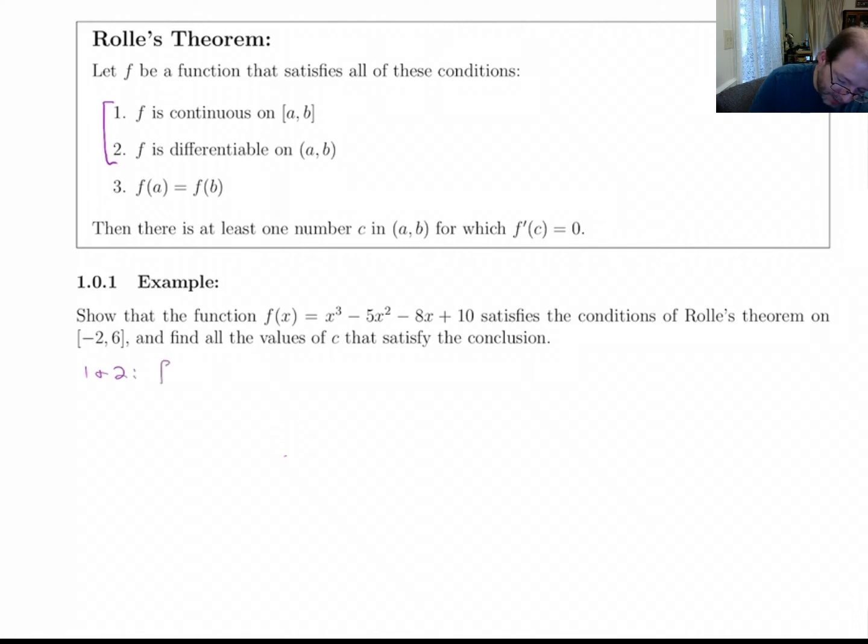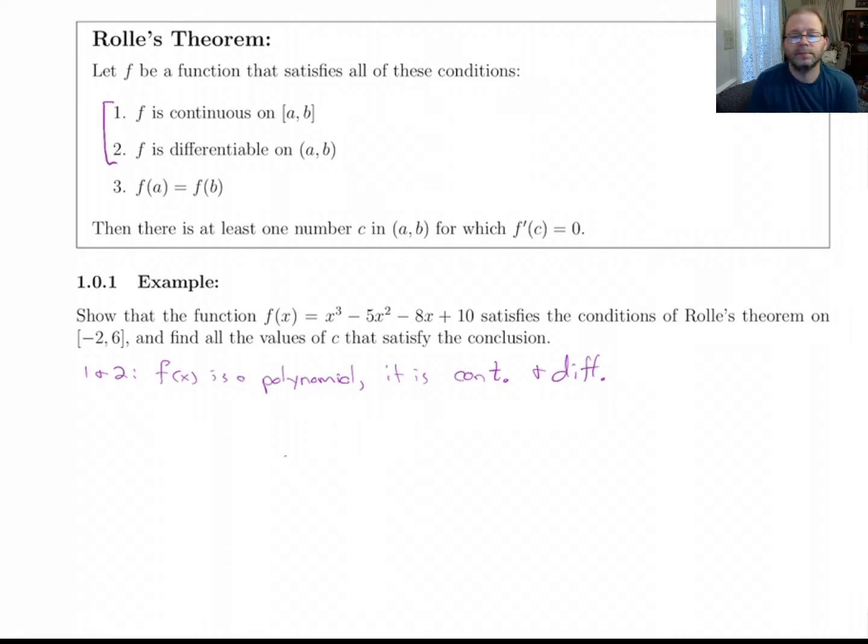Since f of x is a polynomial, it is continuous and differentiable everywhere. So certainly on the interval from -2 to 6. That's all we have to do for that. I'm not going to ask you to do anything more complicated than that.